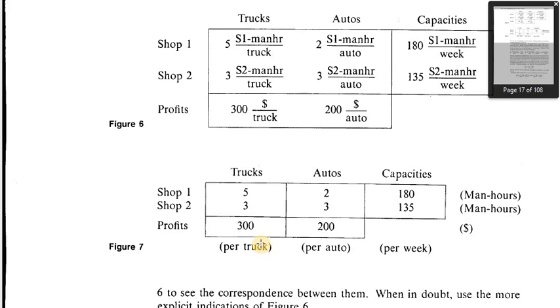Now, let me just point out one thing. I mentioned that the variables go across. So it's x1 times 5 plus x2 times 2 equals 180. x1 times 3 plus x2 times 3 equals 135. And then the profit is 300x1 plus 200x2. What does that remind you of? You said it, matrix multiplication.